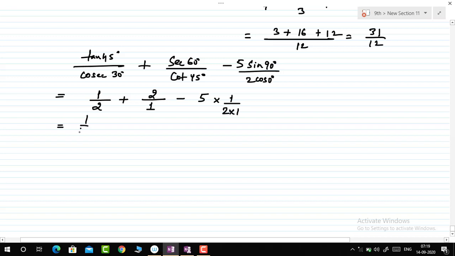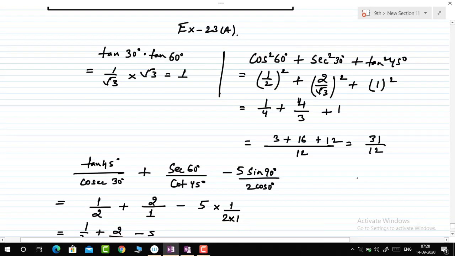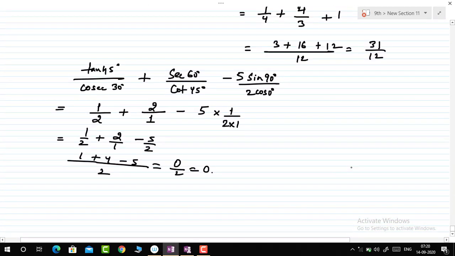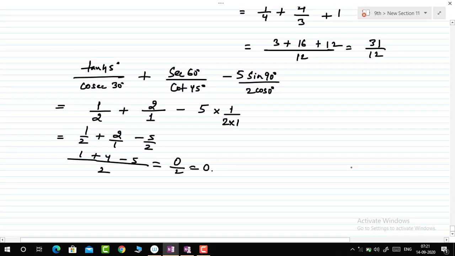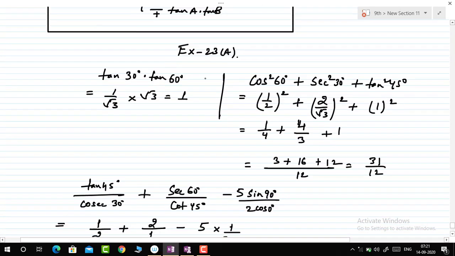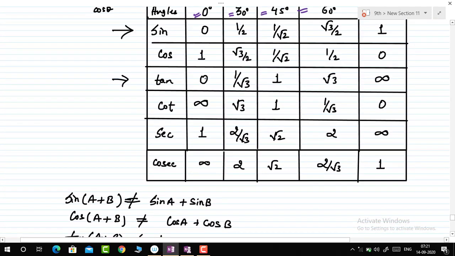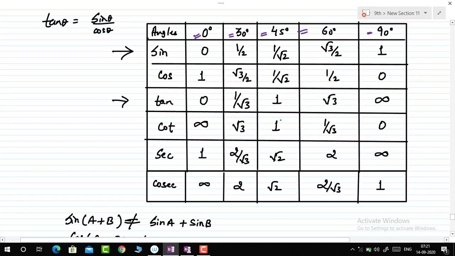Here we can further solve: 1 upon 2 plus 2 upon 1 minus 5 upon 2. The LCM will be 2: 1 plus 4 minus 5, 5 minus 5 is 0, upon 2 equals 0. So this is the method of solving the exercises. You can complete exercise 23A, and please learn the angles provided and the tricks also, so that you can solve the questions without seeing the values.